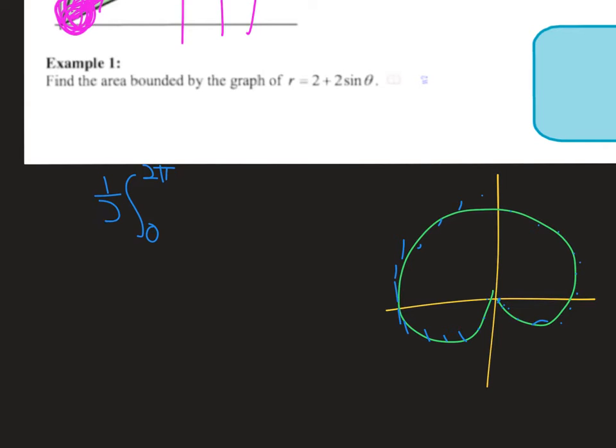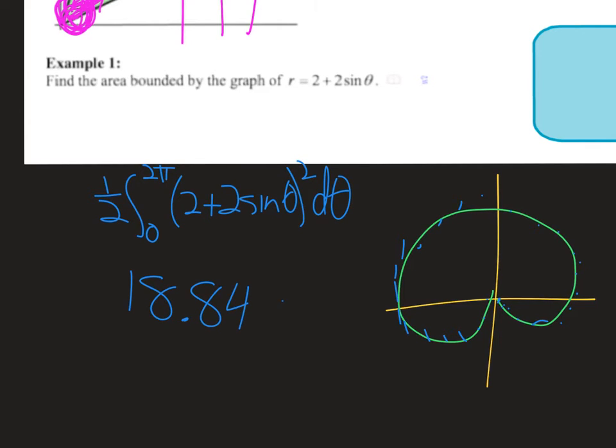And then you just do it. So 1/2 r squared, so 2 plus 2 sine theta, squared d theta. And we can use a calculator for that. Sometimes for polar things you don't need a calculator, but sometimes you do. But anyway, if you use your calculator, you'll get 18.849.